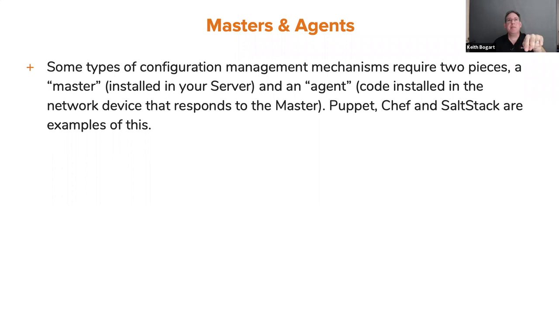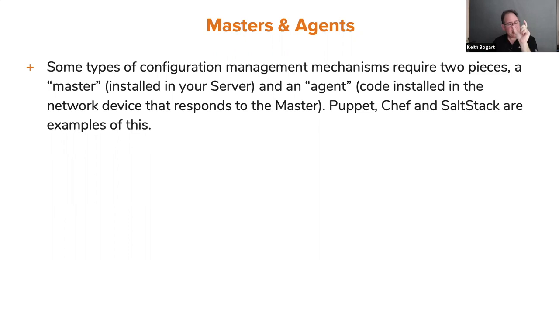So SNMP won't work if the agent portion is not running on your router or switch. There's nothing to respond. Same thing here with some of these configuration tools that we've been talking about. Some of them have a component that lives in the router or switch and then talks to the other component sitting on your server. We call these masters and agents. So this is part of your decision process. If you want to start playing around with one of these configuration tools, the first thing you have to ask yourself is, if I'm looking at two different tools, one says this is a master and agent tool, and this other tool is not.